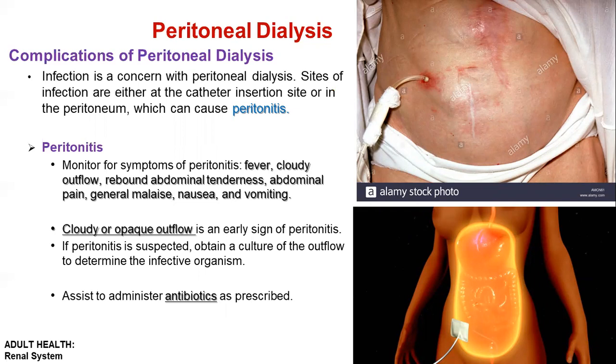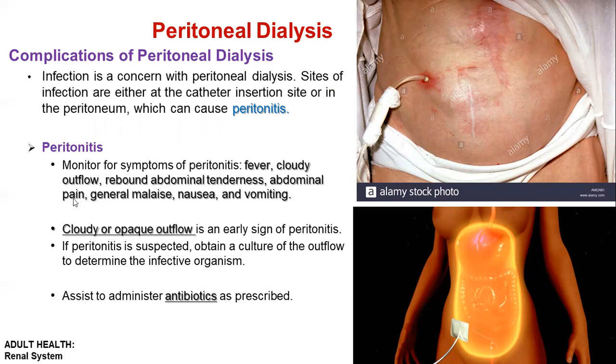The major and dangerous complication is peritonitis. So if the patient develops peritonitis, the patient usually complains of fever, purulent drainage, erythema, swelling, or discoloration, and sometimes protein loss. If there is protein loss, increase the protein in the diet.